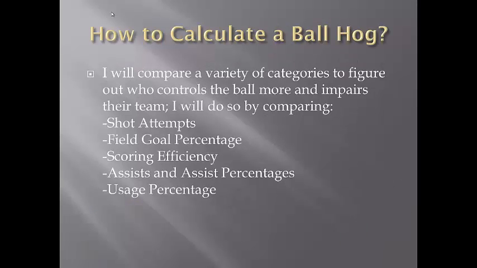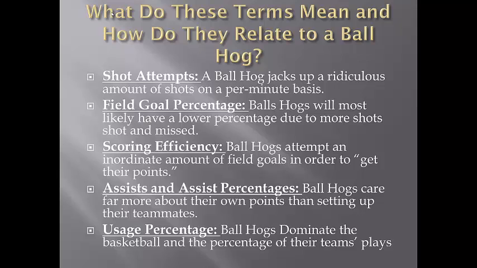And how to calculate a ball hog? Like I said in my abstract, I'll compare a variety of categories to figure out who controls the ball more and impairs their team. I'll do so by comparing shot attempts, field goal percentage, scoring efficiency, assists and assist percentages, and usage percentage. What do these terms mean, and how do they relate to a ball hog?